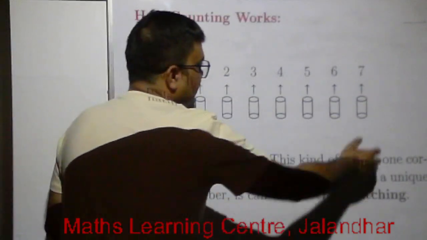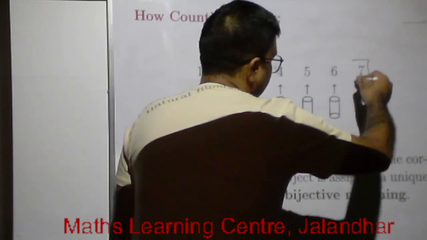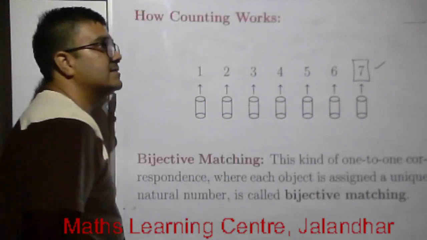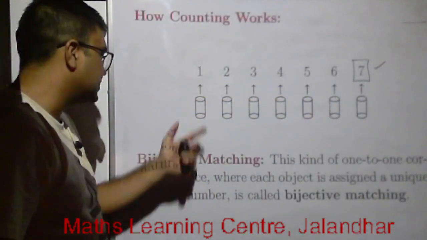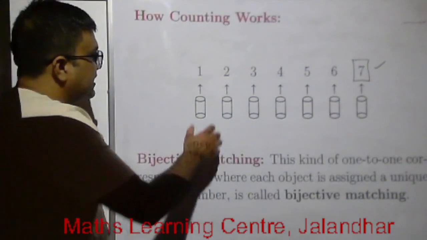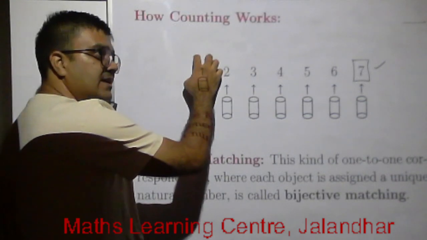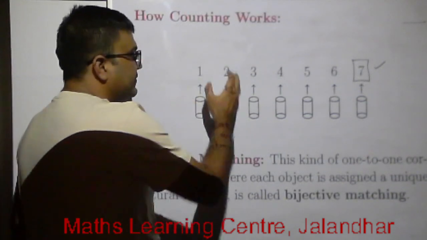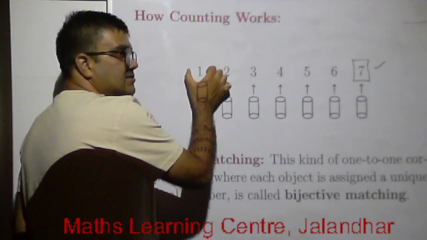Finally, when I have taken the last jar, I have assigned the number 7. And we are saying that there are 7 jars. This kind of assigning of numbers is called bijective matching. Why bijective? To every jar over here, I am assigning a different natural number. So that is why we are saying this is a bijective matching. To each jar, I have assigned a natural number.